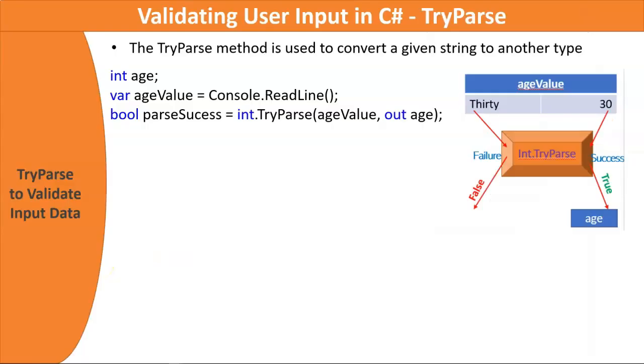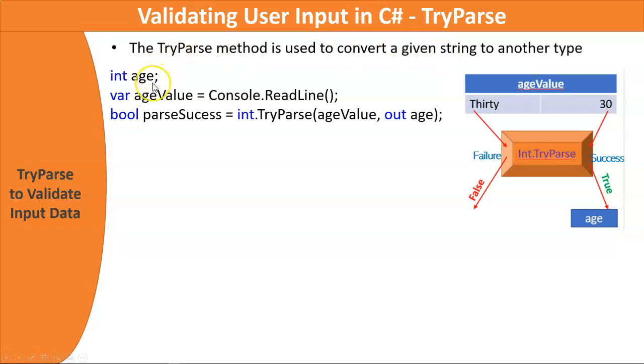In this lecture, we are going to explain the TryParse method and how it can be used in validating the user input. The TryParse method is used to convert a given string to another type of data.